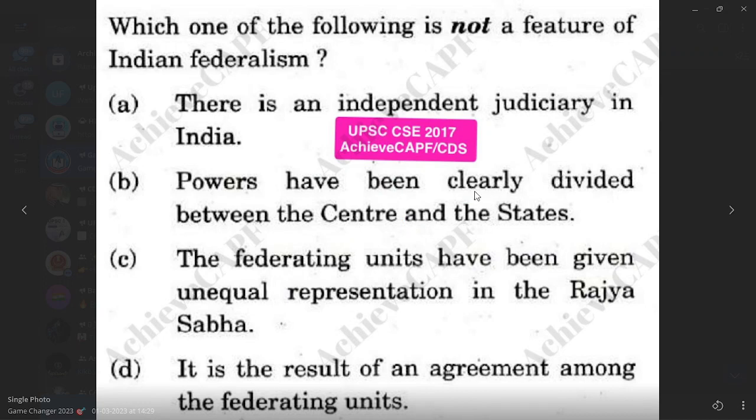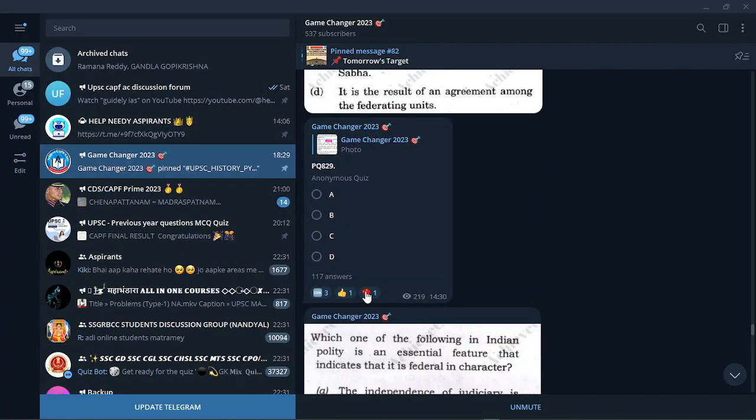Which of the following is not a feature of Indian federalism? There is an independent judiciary in India. Powers have been clearly divided. That is true. The federating units have been given unequal representation in Rajya Sabha. It is a result of an agreement among the federating units. D is the answer. D for dog.